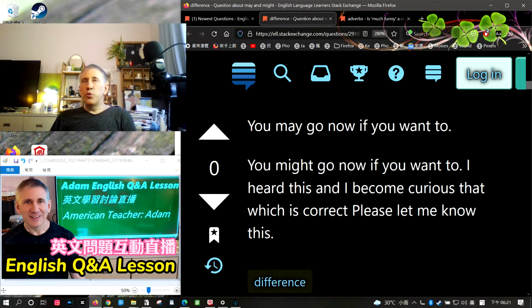We use might to show more uncertainty. For example, you might find the book next to the television, but I'm not sure. If you're a little more certain about the location of the book, you could say, you may find the book next to the TV. So, might and may are used to show uncertainty, but may could also be used in place of can to give permission in a polite way.